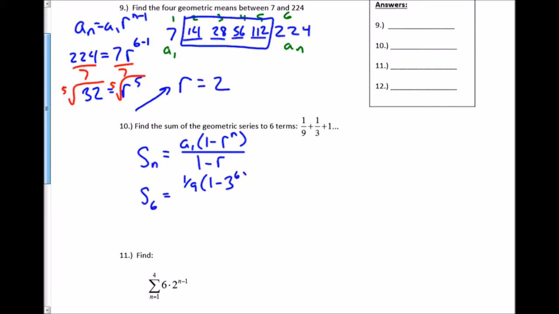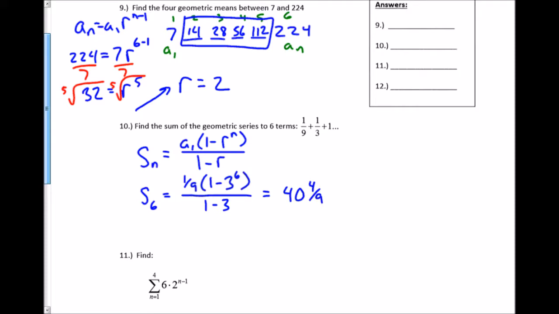N is a 6, because I'm finding the first 6 terms, over 1 minus r, which once again is the 3. Okay? And once again, this just becomes a job for my calculator here. When I do this, I personally like to take order of operations into my own hands. And I would probably do 3 to the 6th power, then 1 minus that, then times the 1/9, and then divided by the -2. And when I do that, it looks like it gives me 40 and 4/9.